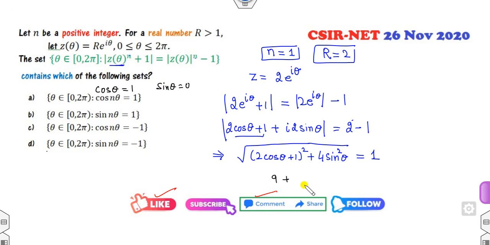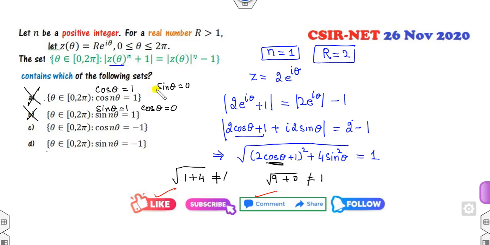Sine theta is 0. Are they equal? No. So the first option is cancelled. Sine theta is equal to 1. Then cos theta will be 0. So if cos is 0, then this number will be 1 plus sine theta is 1. So it's a 4, which is not equal to 1.